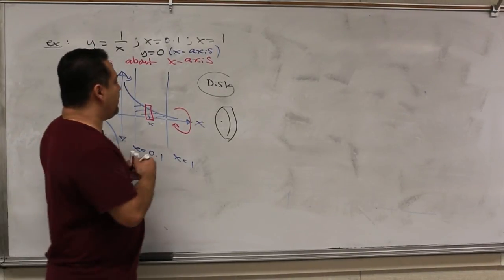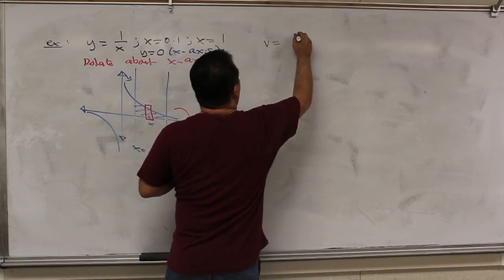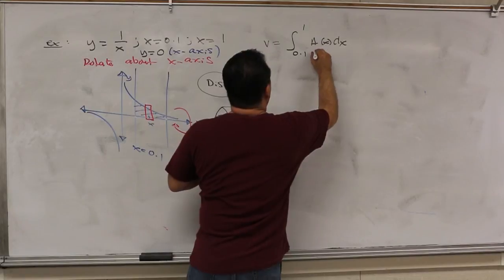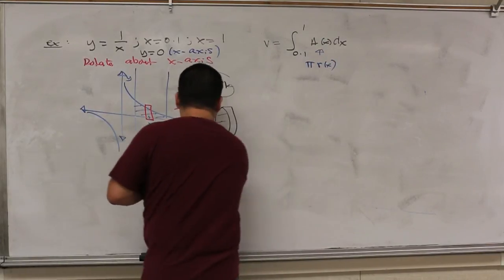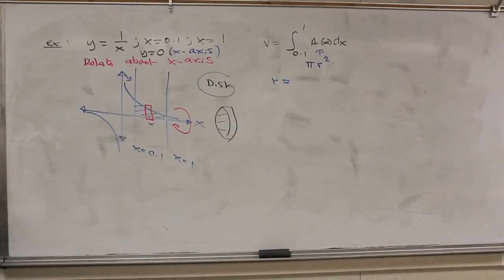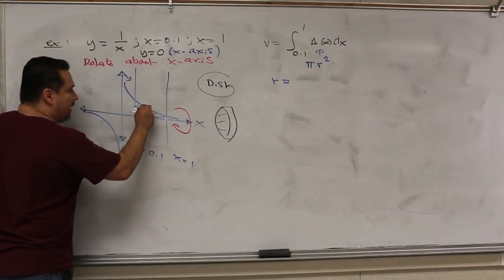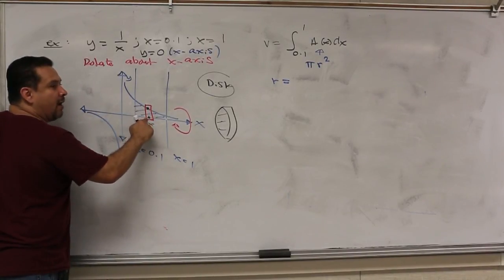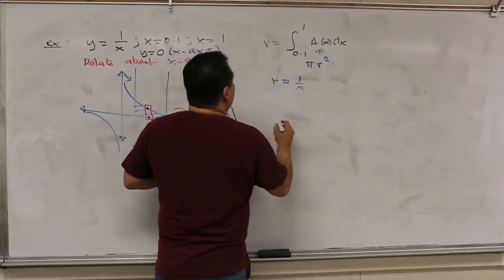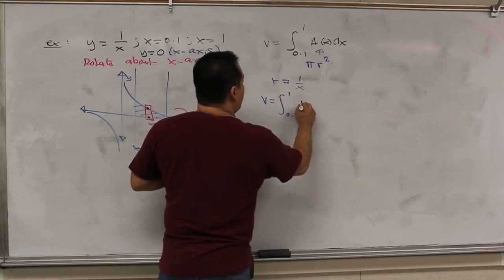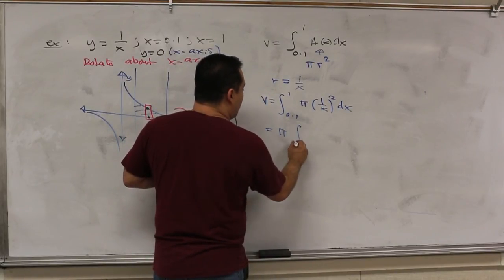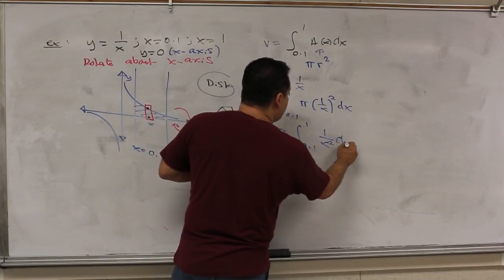So what do I need for a cross-sectional area? My volume is going to be the integral from 0.1 to 1, cross-sectional area dx. What does that cross-sectional area look like? It's pi r squared. What is r going to be? Let's be careful with this. For some value of x, I have this point and that point. This is top minus bottom. The bottom is 0, isn't it? This is the top. So your radius is 1 over x. Good. Volume, 0.1 to 1, pi times 1 over x to the second power dx. So I get pi integral, 0.1 to 1, 1 over x squared dx.